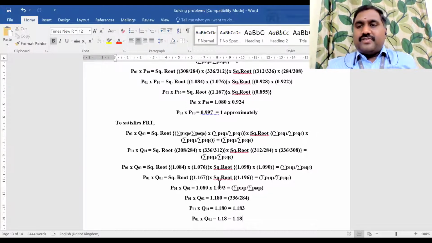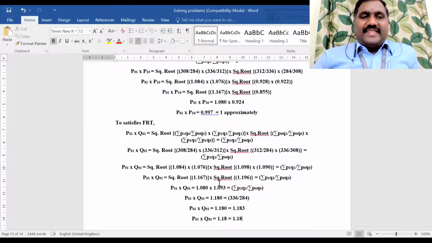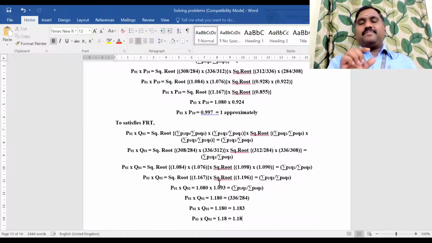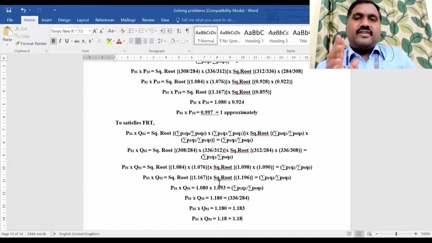Okay, did you understand the Fisher method? So with that, the first method, the weighted aggregate method, is over. Still we have one more method, the weighted average of price relative method. That is very simple; only one method is there. In weighted aggregate, we have three methods: Laspeyres, Paasche, and Fisher. In the weighted average of price relative method, that is the only method.